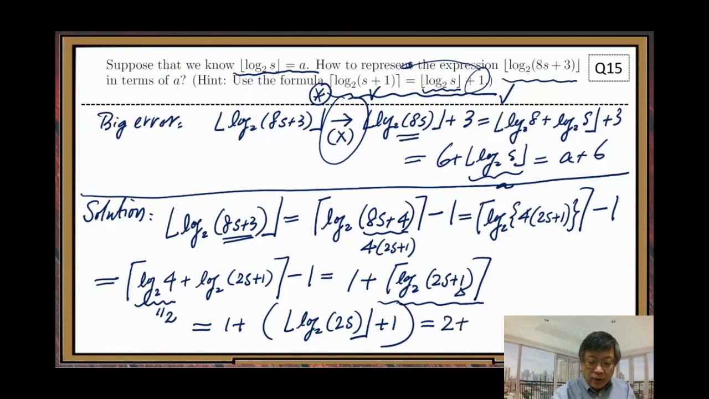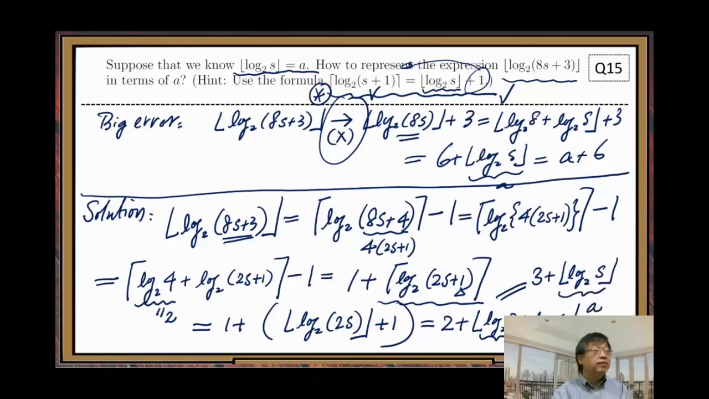Then inside the floor function, log base 2 of 2 plus log base 2 of s, right? This one, log base 2 of 2, equals 1. One is an integer, we can pull it out of the floor function, right? So 1 plus that 2, we get 3. Then the remaining part, log base 2 of s, we are given that expression is a, right? So that tells us our final expression. Now you can write a plus 3, or 3 plus a, doesn't matter. Both work. And that is the answer. Final answer.